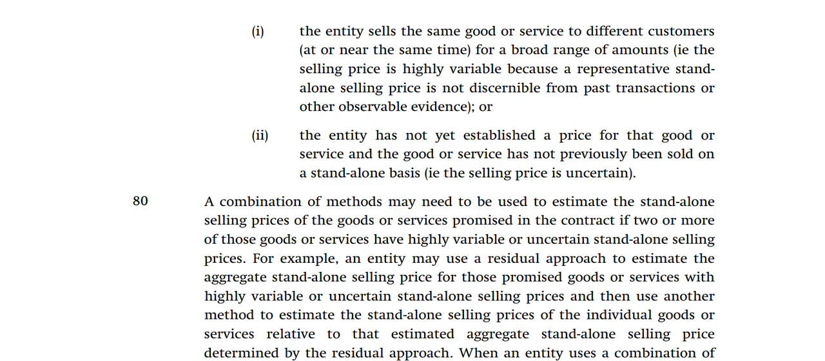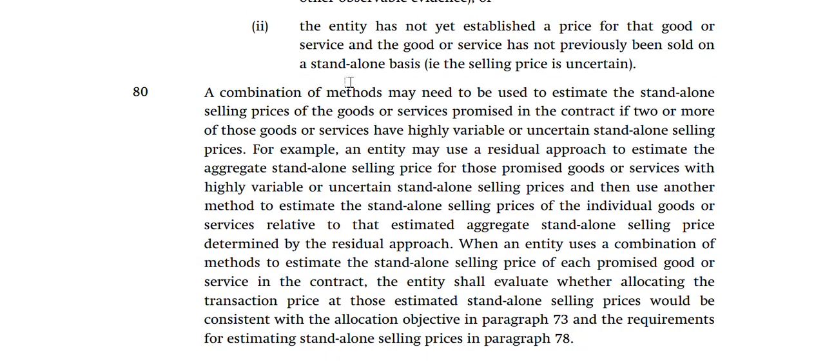Now when you're looking at paragraph 80, it says a combination of methods may need to be used to estimate the stand-alone selling price of goods or services promised in a contract if two or more of those goods or services have highly variable or uncertain stand-alone selling prices. For example, an entity may use a residual approach to estimate the aggregate stand-alone selling price for those promised goods or services with a highly variable or uncertain stand-alone selling price, and then use another method to estimate the stand-alone selling price of the individual goods or services relative to that estimated aggregate stand-alone selling price determined by the residual approach.